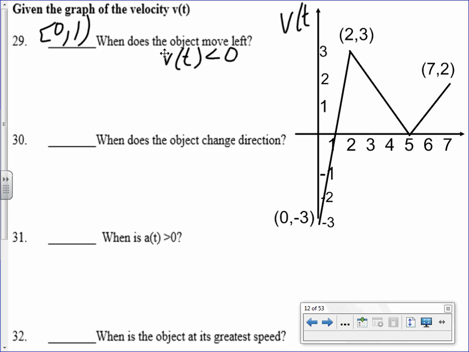When does the object change direction? The basic truth is that an object changes direction when the velocity changes sign. You're looking at a graph of the velocity. When does it change sign? That's when it crosses the x-axis, or the t-axis. Now you can see at t equals 1, it goes from negative to positive. So it's traveling left and then traveling right. It's changing direction. So at t equals 1.